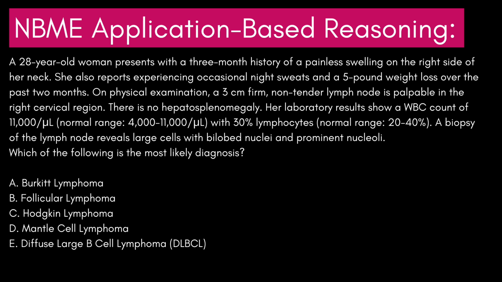There is no hepatosplenomegaly. Her laboratory results show a white blood cell count of 11,000 per microliter. Normal range, 4,000 to 11,000 per microliter, with 30% lymphocytes. Normal range, 20 to 40%. A biopsy of the lymph node reveals large cells with bilobed nuclei and prominent nucleoli. Which of the following is the most likely diagnosis?